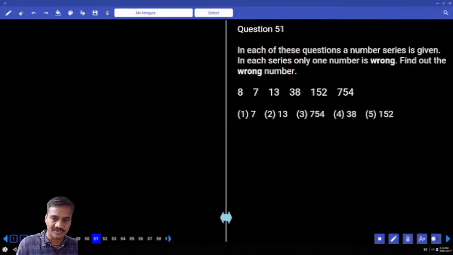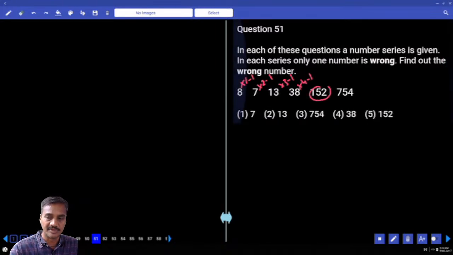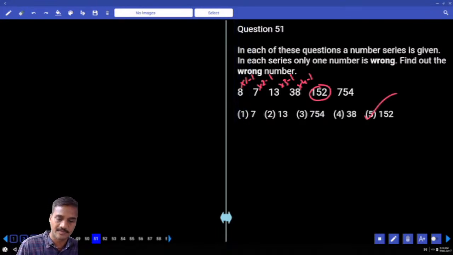Then next one 51: 8, 7, 13. Now 8 and 7. Into 1 minus 1, into 2 minus 1, into 3 minus 1, into 4 minus 1. Minus 1, 152 is ruled out. Choice 5, question number 51.